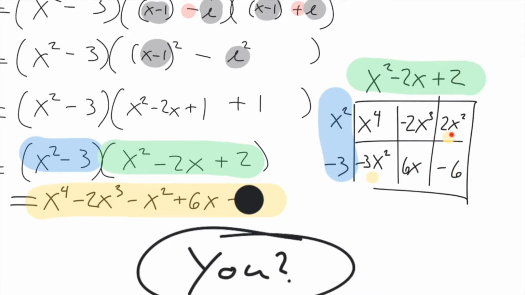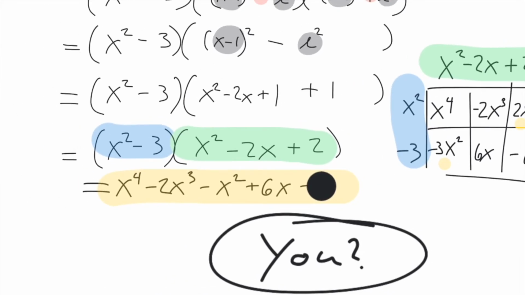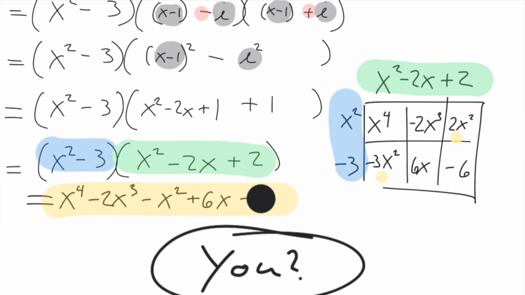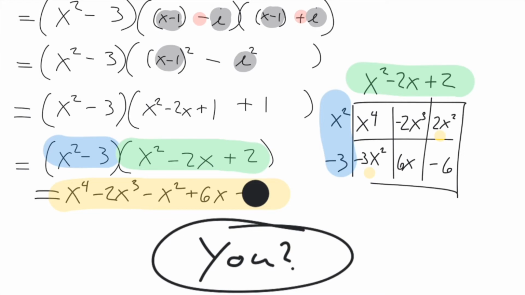The only like terms to combine are the quadratic terms. All the other terms have different degrees. But the quadratic terms, negative 3 plus 2 is negative 1. And that's why there's only negative 1 right here. So the answer is going to be x to the 4th minus 2x cubed minus x squared plus 6x plus what? Look at the table and try to figure out what I've blotted out right here.